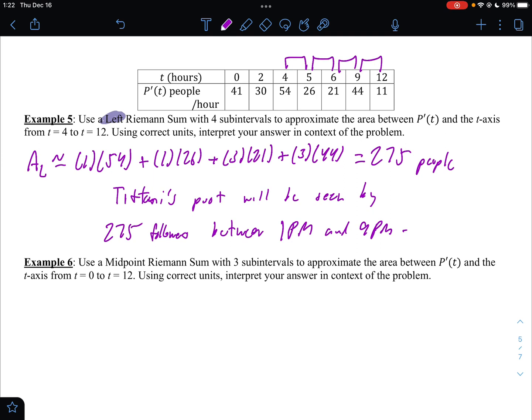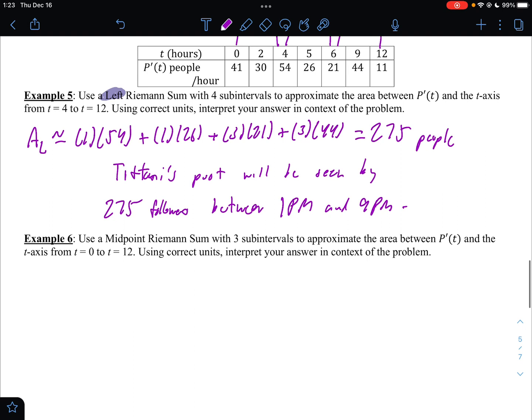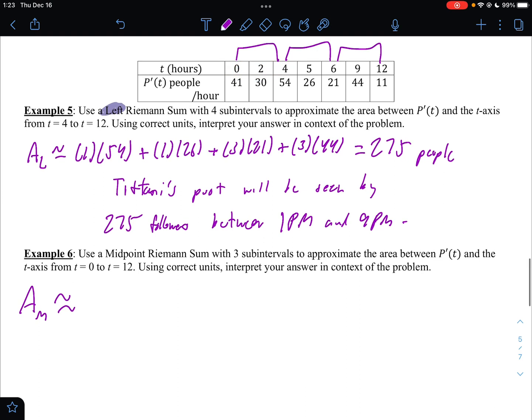Example 6, same problem. Use a midpoint Riemann sum with 3 subintervals to approximate the area between P prime and the t-axis from 0 to 12. All right, so 3 subintervals. 1, 2, 3. Those are our 3 rectangles there. So area, midpoint, approximation. The first rectangle has a length of 4. How do we know what height to use? It's a midpoint one, so we're going to use the middle height, which is 30.